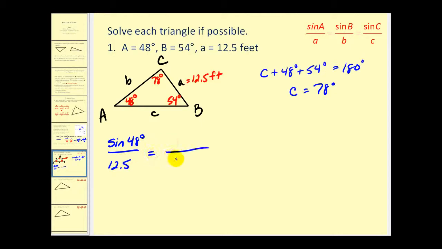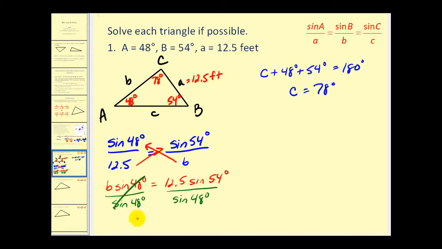Now to complete our proportion, let's go ahead and use angle B. So we'll have the sine of 54 degrees to side B. So again, notice we have one unknown value. So now we can cross multiply. So we have B times sine 48 must equal 12.5 times sine 54. So now we can solve for B by dividing both sides by sine 48 degrees. So now we'll have B is approximately equal to this quotient.